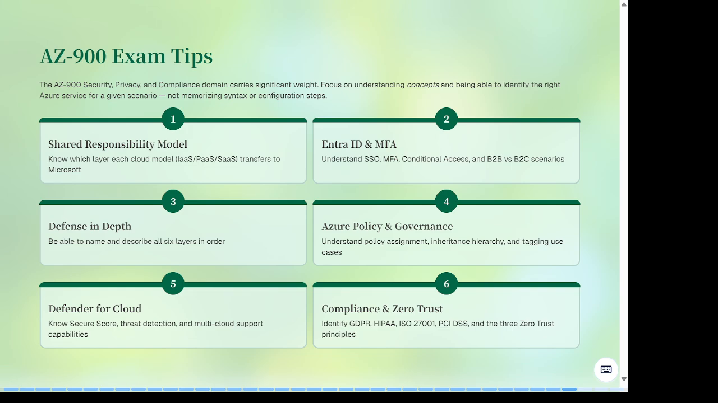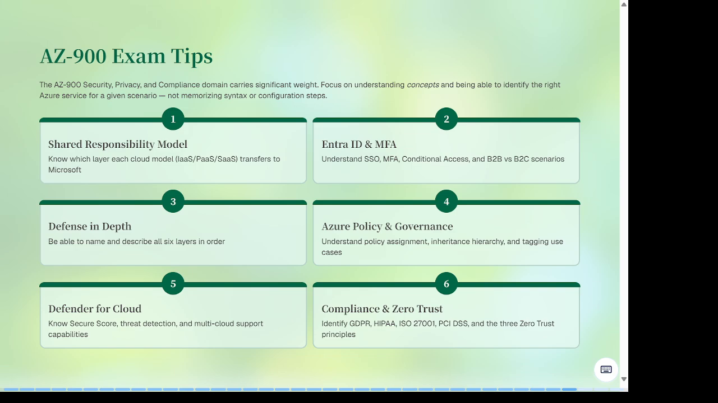Entra ID and MFA. Next, focus on identity services. You should understand single sign-on, multi-factor authentication, conditional access policies, B2B versus B2C, identity scenarios. Defense in depth. You must know all 6 layers in order: physical, identity, perimeter, network, compute, data.